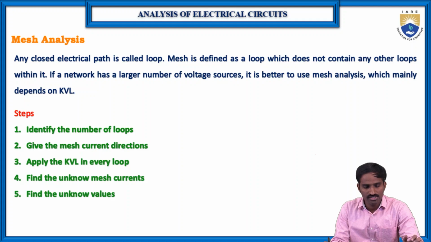Then what is the procedure to apply mesh analysis to evaluate the response at any particular element? These are the various steps that we need to follow. First we need to identify how many loops there are. Then we give the mesh currents in each mesh, and then apply KVL in each loop, then find the unknown mesh currents. Then based on the unknown mesh currents, find the unknown values which we need to find.